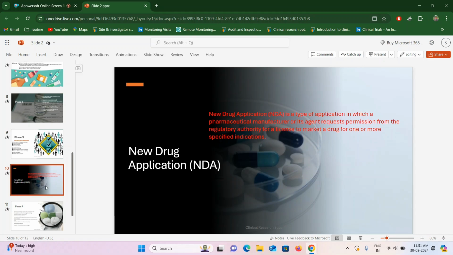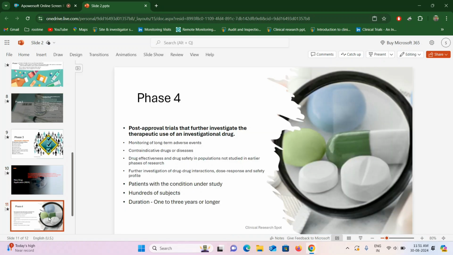Once this marketing is done, the sponsor will move to the last phase in clinical trial. What is that? The last phase, phase 4. This trial is known as the post-marketing trial. These are post-approval trials that further investigate the therapeutic use of an investigational drug. It will monitor the long-term adverse events of the drug. It will investigate contraindicated drugs or diseases. It will check the drug effectiveness and drug safety which were not identified in the previous studies.